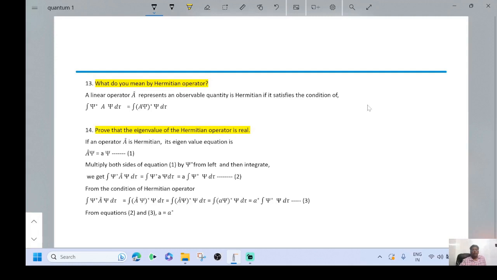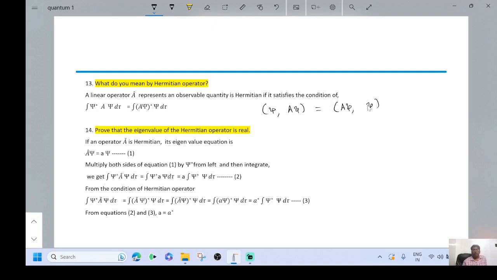What do you mean by a Hermitian operator? A linear operator A representing an observable quantity is Hermitian if it satisfies the condition: integral of psi star A psi d tau equals integral of A psi whole star psi d tau. You may write psi comma A psi equals A psi comma psi. The first psi means psi star. A psi is in Ket space. Then A psi whole star is A psi in Bra space that we have written.